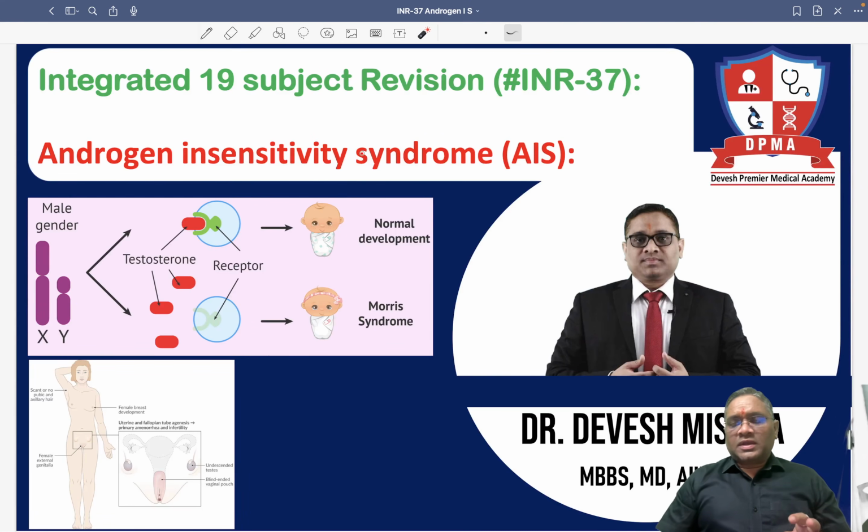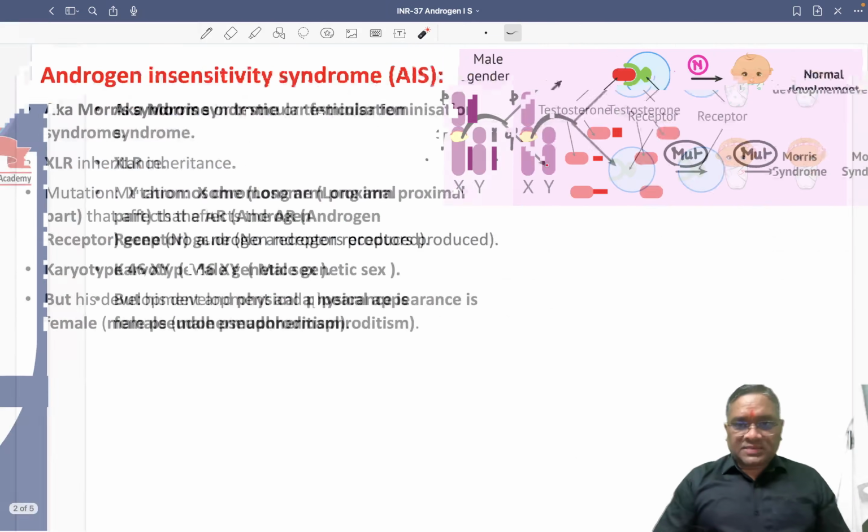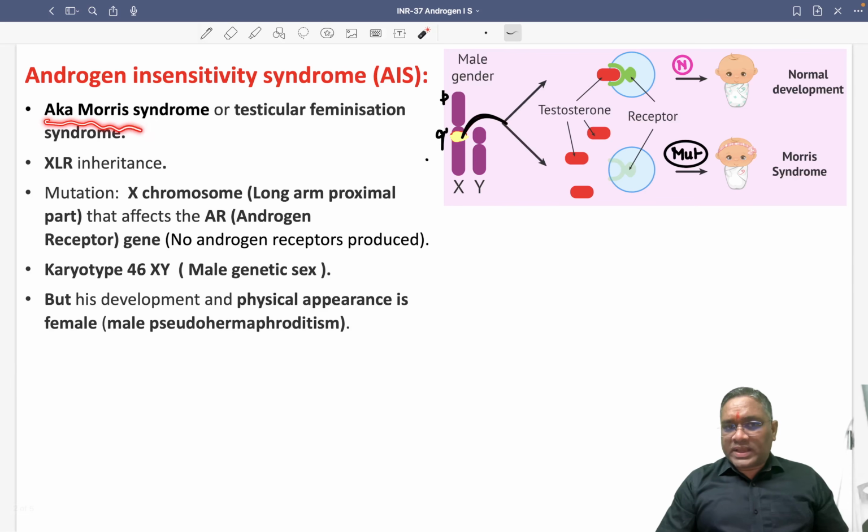Hello everyone. In this INR number 37, we are going to discuss another important PYQ that is called androgen insensitivity syndrome. So what is androgen insensitivity syndrome? It is also known as Morris syndrome. Remember, also known as Morris syndrome or testicular feminization syndrome. Right? What is this? It is an X-linked recessive disorder and the mutation occurs at the X chromosome.